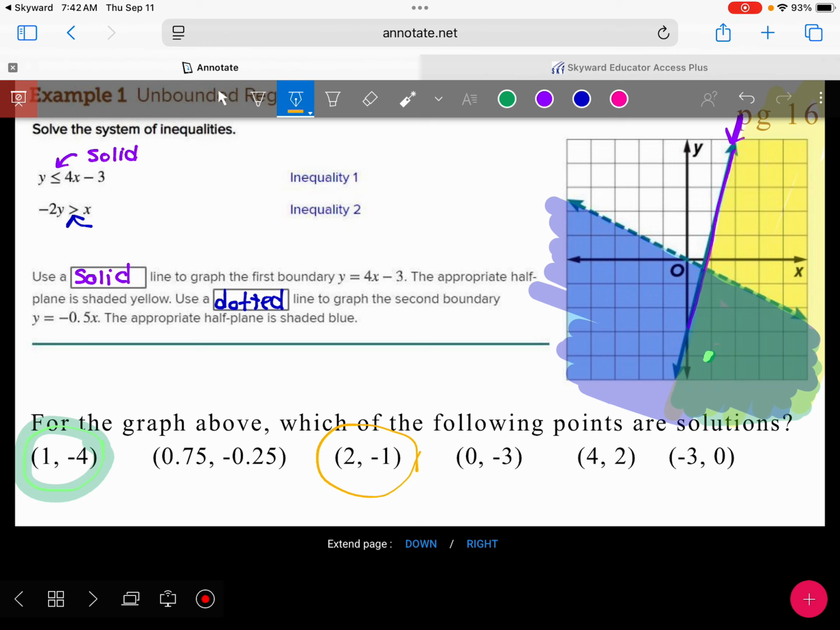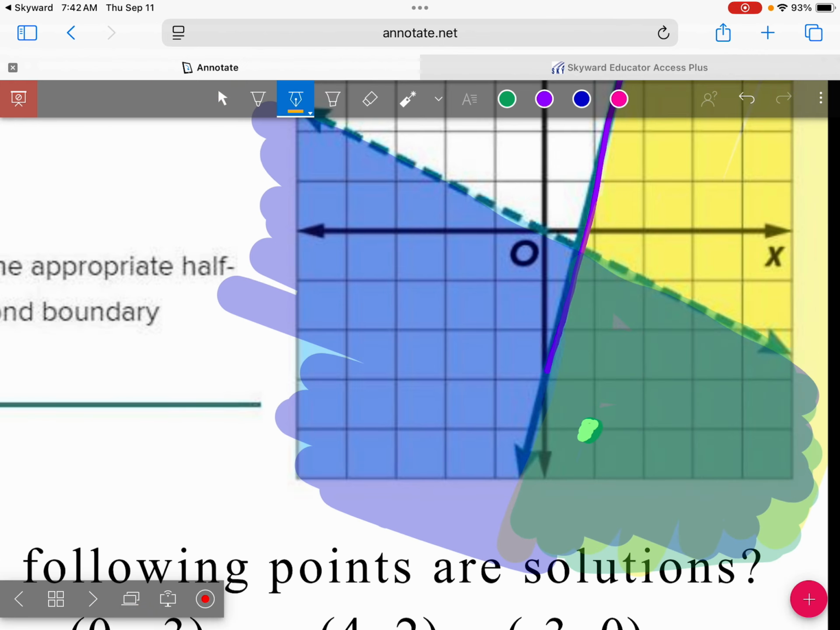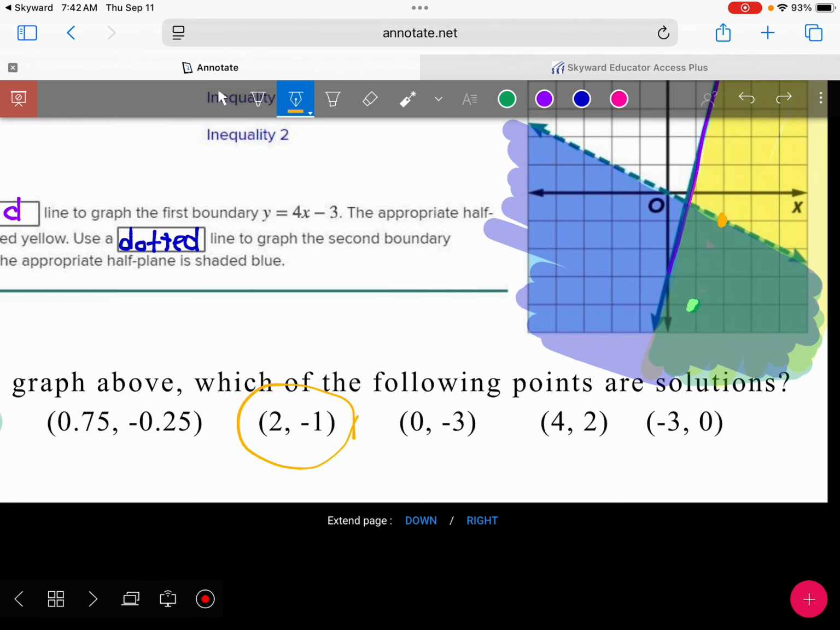If we were off the dotted line, totally cool. If we were this way. But not on a dotted line. I cannot equal a dotted line. So this one does not count. It is on the dotted line right there. So it's not a circle, it's a no. If you care, it's on a dotted line. If it's on a dotted line, it cannot be an answer. Ever. It doesn't equal.